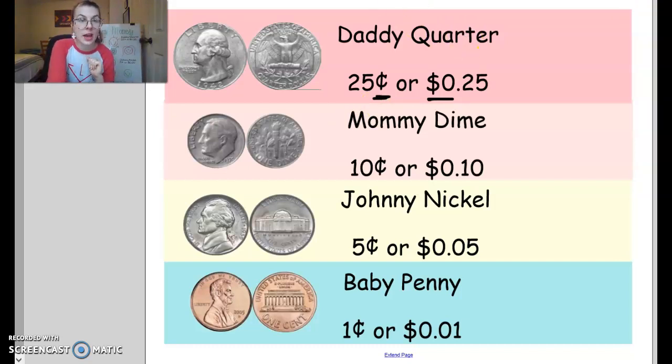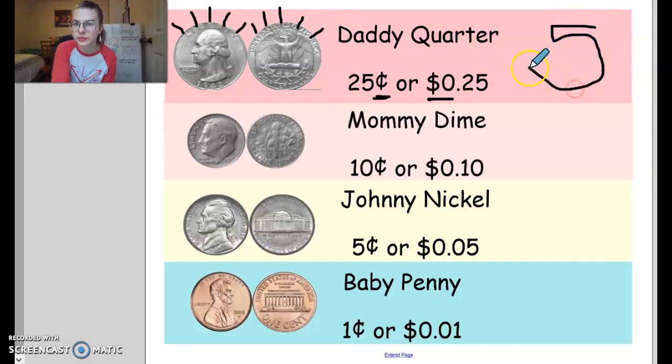Okay. Now we call it hairy money because the hairs on their heads help you know how much each coin is worth. Now Daddy Hair, being the biggest in the family, also has the most hair on his head. He has 5 hairs. And it doesn't matter if you're looking at the front or the back side of him. There are 5 hairs on his head. I'm even going to write the number 5 over here.